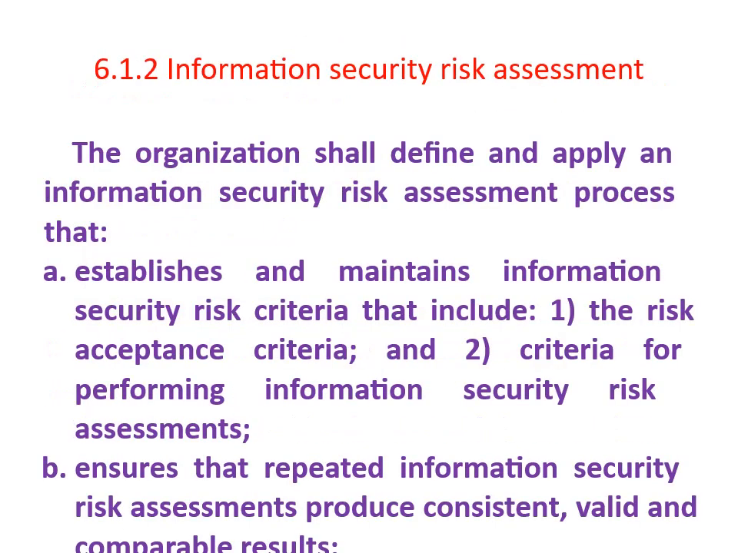Identifying information security risks. Organizations must identify information security risks related to the loss of confidentiality, unauthorized disclosure of information, integrity, unauthorized modification or destruction of information, availability, inability to access information when needed. Examples of risks include unauthorized access to systems, data breaches, malware attacks, phishing attacks, insider threats, hardware failures, human errors, physical theft of devices.